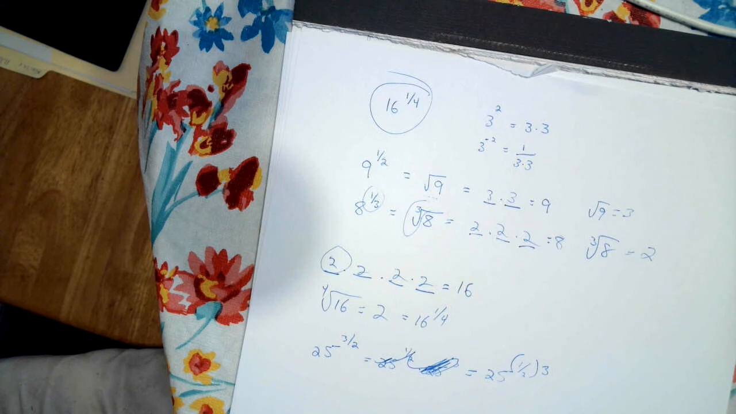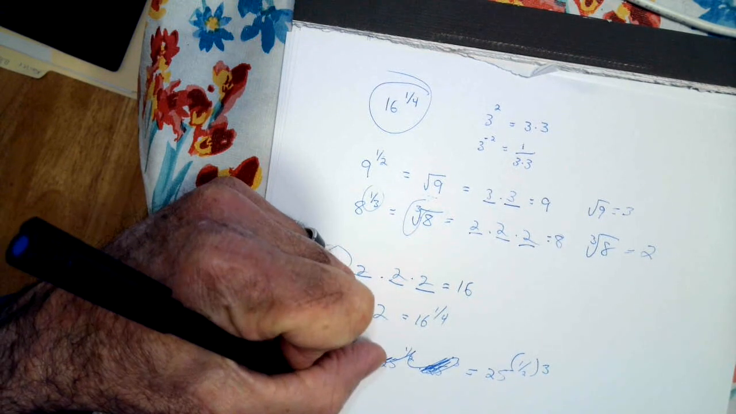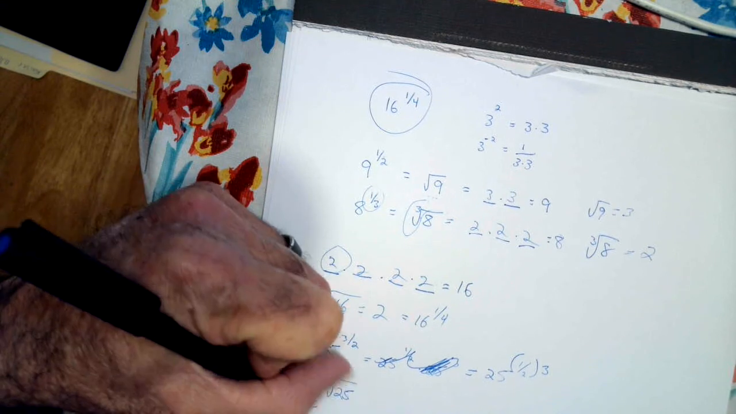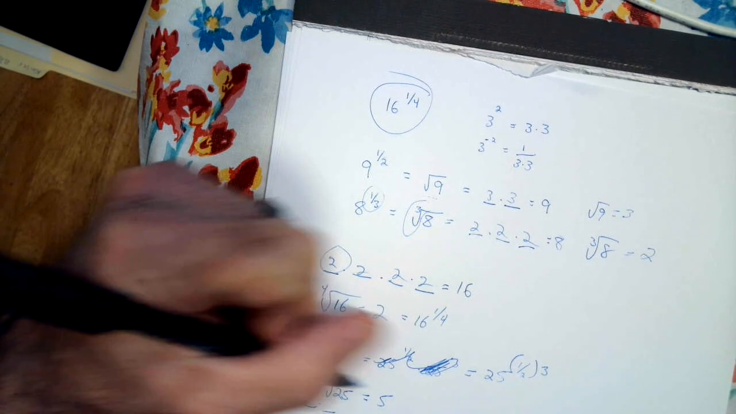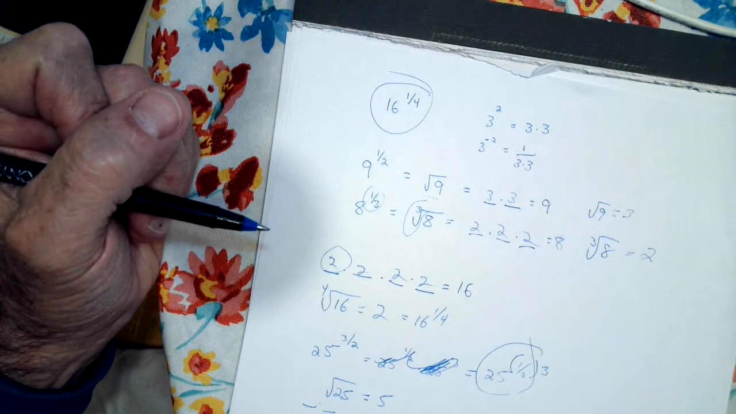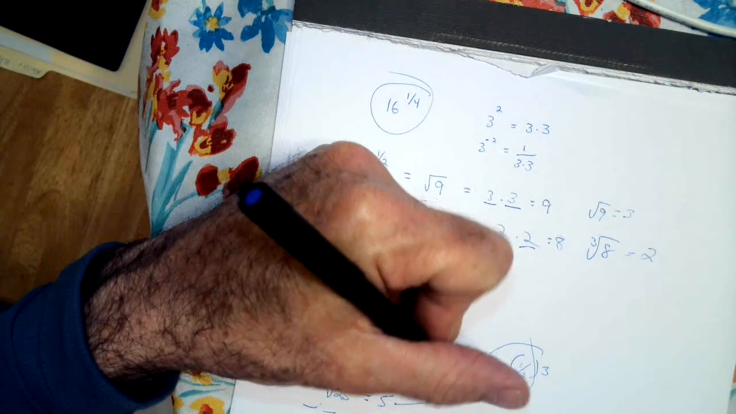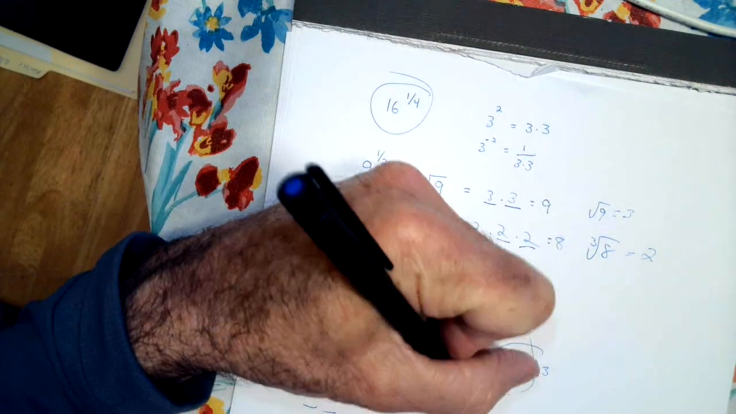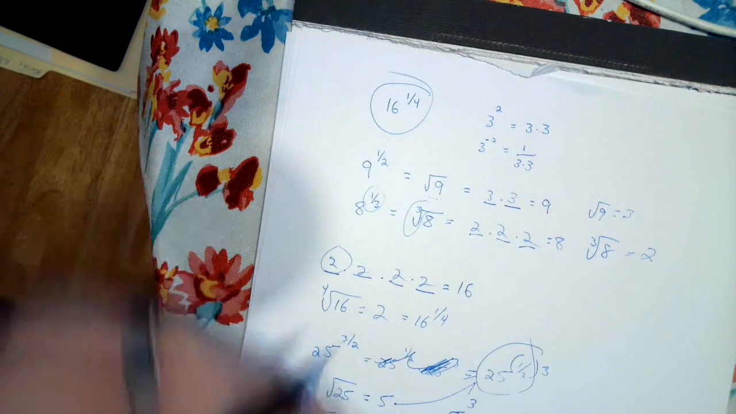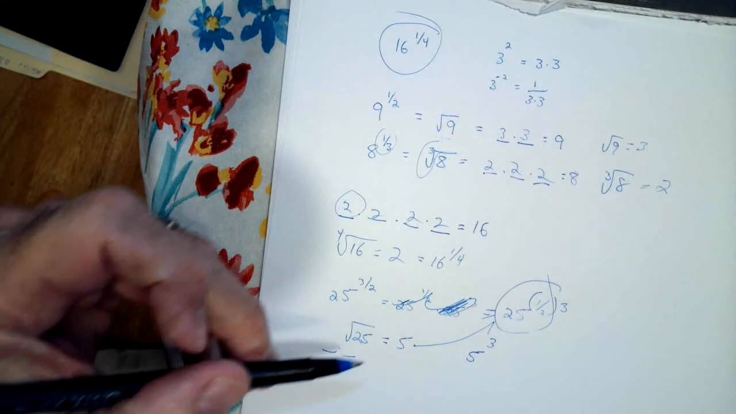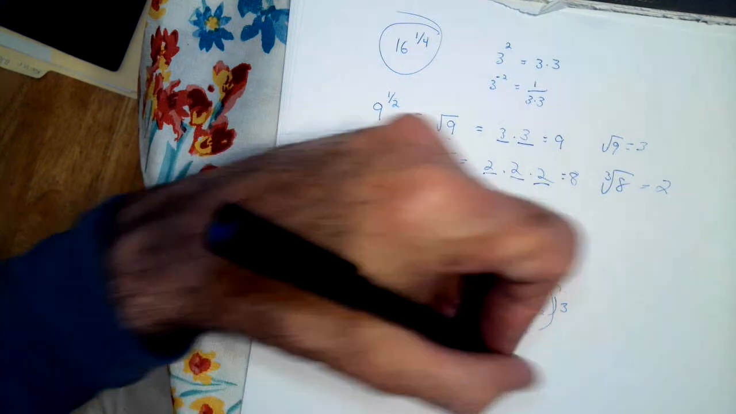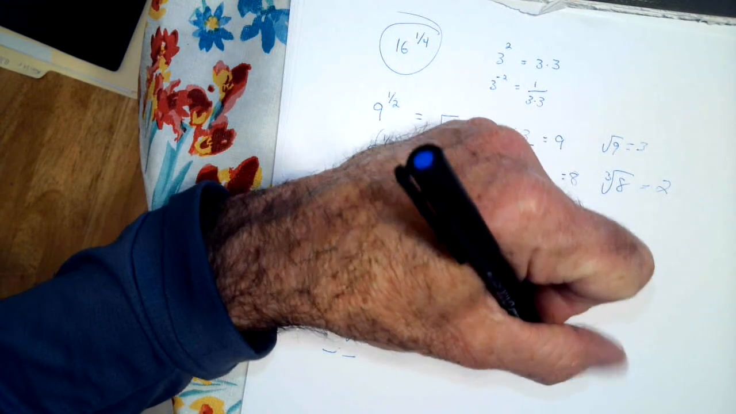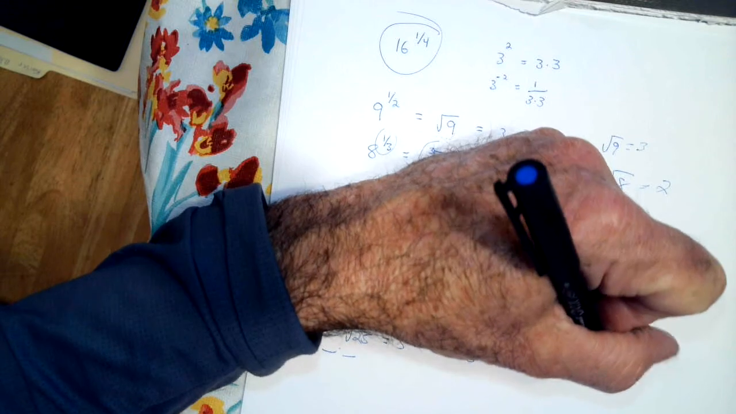So you basically separate this into two parts. You would say, well, what's the square root of 25? What times what equals 25? Well, that's 5. So square root of 25 is 5. To the third is just 5 times 5 times 5, which is equal to 125.